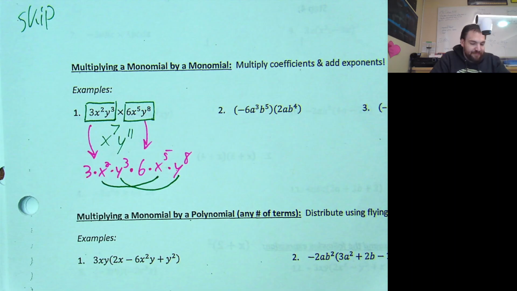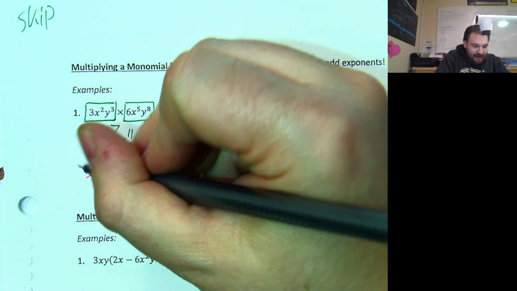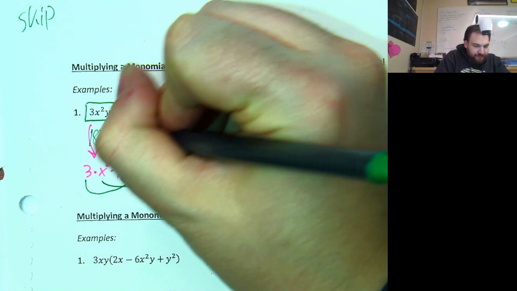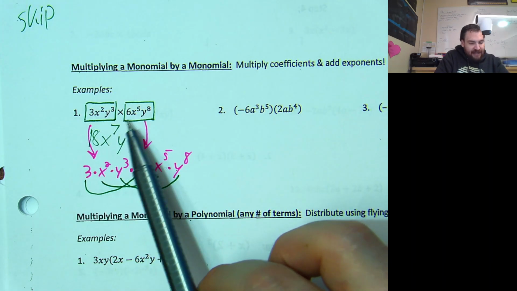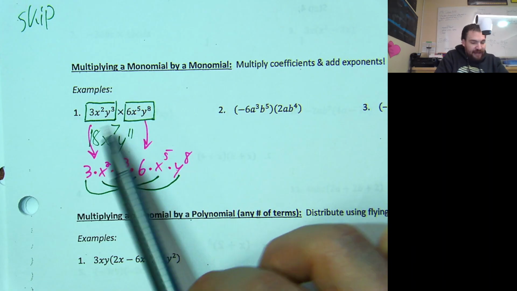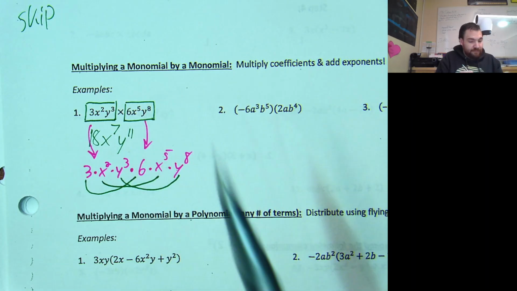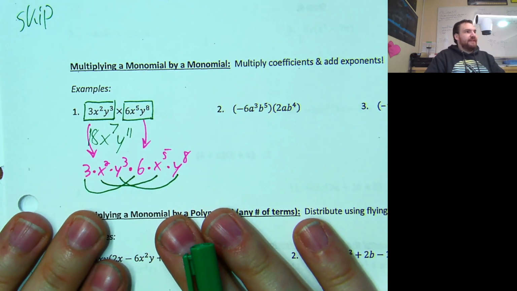And then the last thing that I can multiply together is going to be my coefficients. I'm going to multiply 3 and 6, and it's going to give me 18. So 3x squared y cubed times 6x to the 5 y to the 8 is going to be 18 x to the 7 y to the 11. We just started with the x's and the y's. We came back to the coefficients there. We follow the technique here?